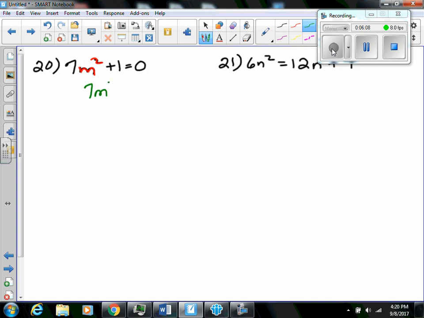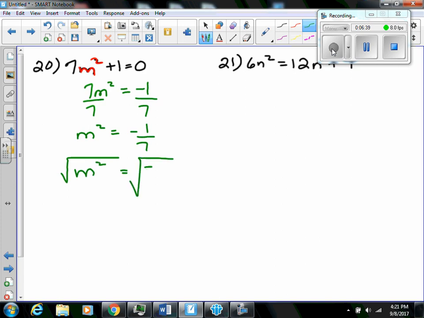So 7m squared equals -1. Now again, I'm still trying to get that m by itself, so I need to divide both sides by the 7. So I have m squared equals -1/7. Now, since my squared part, or that m squared, is all by itself, now I'm ready to take the square root of both sides. So my next step, square root of m squared equals the square root of -1/7. Now, the square root of m squared is m.